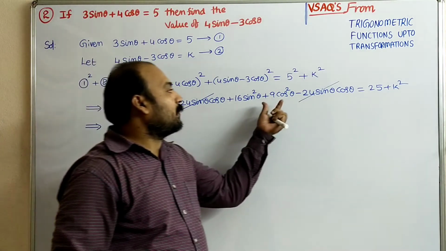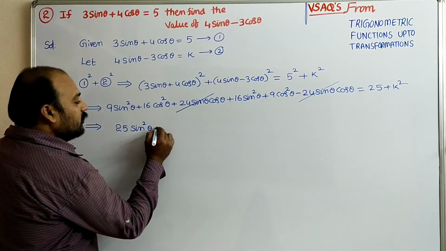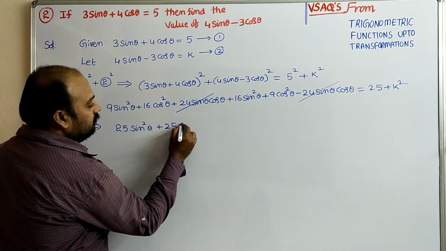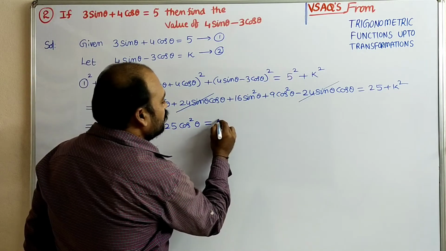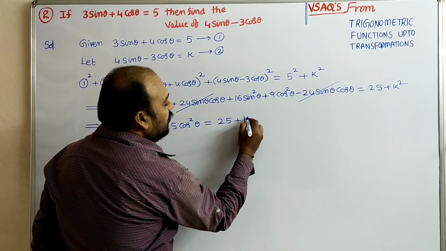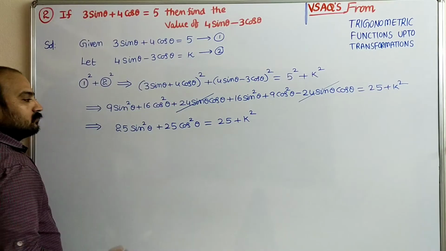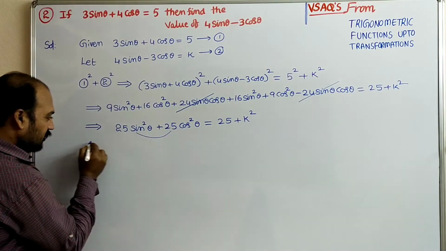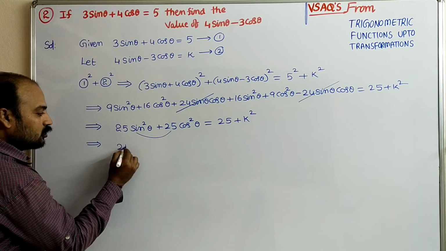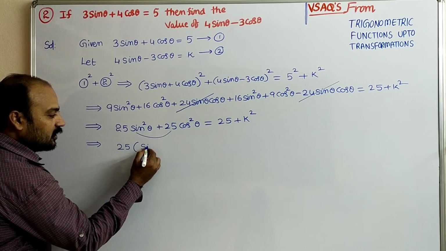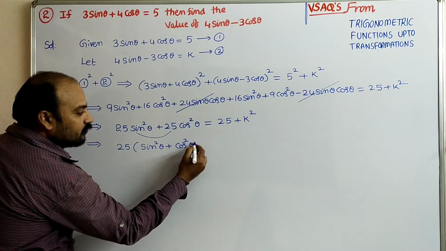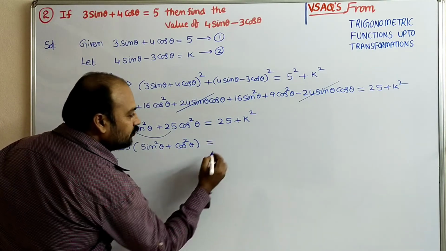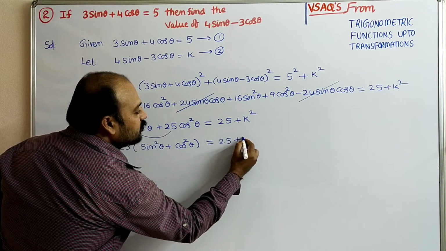16 cos square theta plus 9 cos square theta is 25 cos square theta, which is equal to 25 plus k square. From these two, take 25 common: 25 into sin square theta plus cos square theta is equal to 25 plus k square.